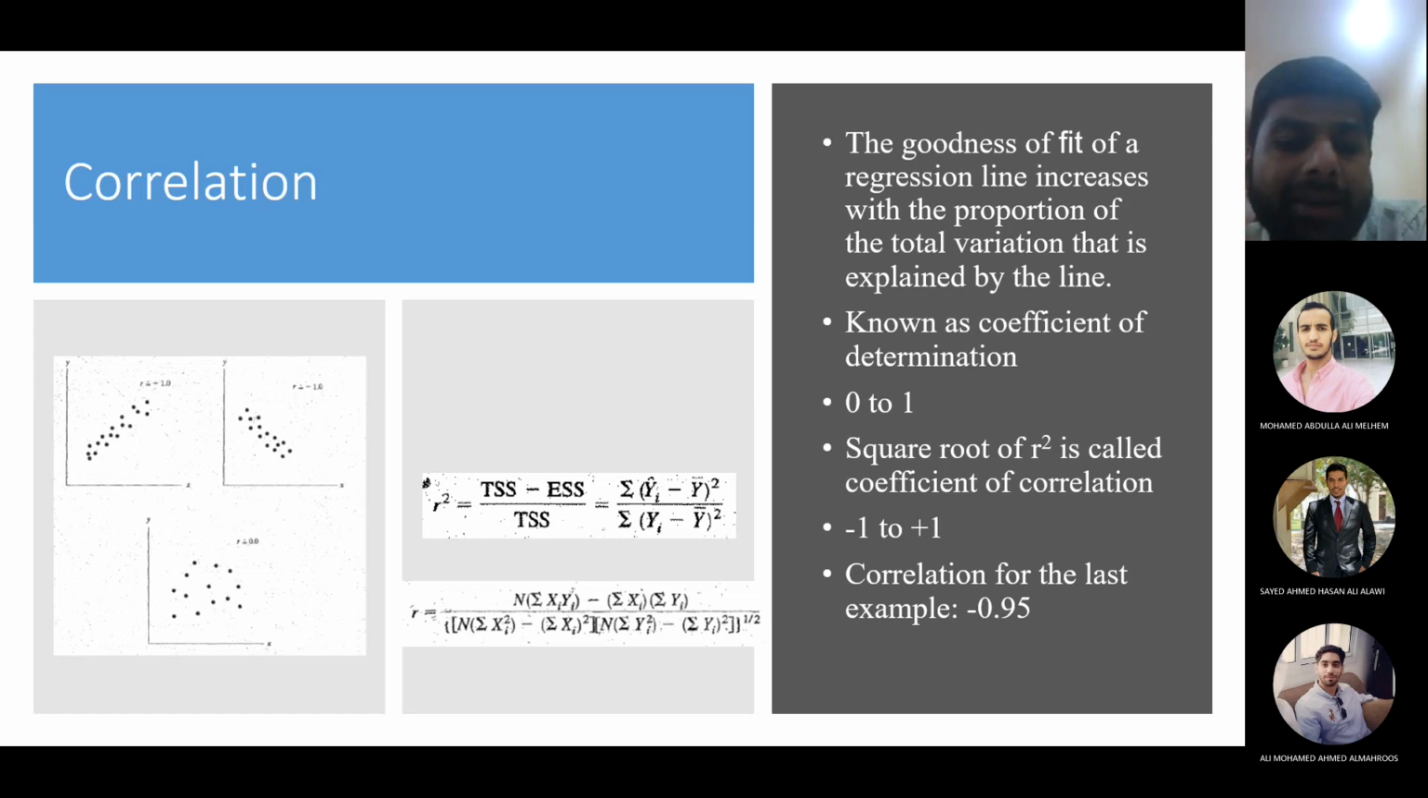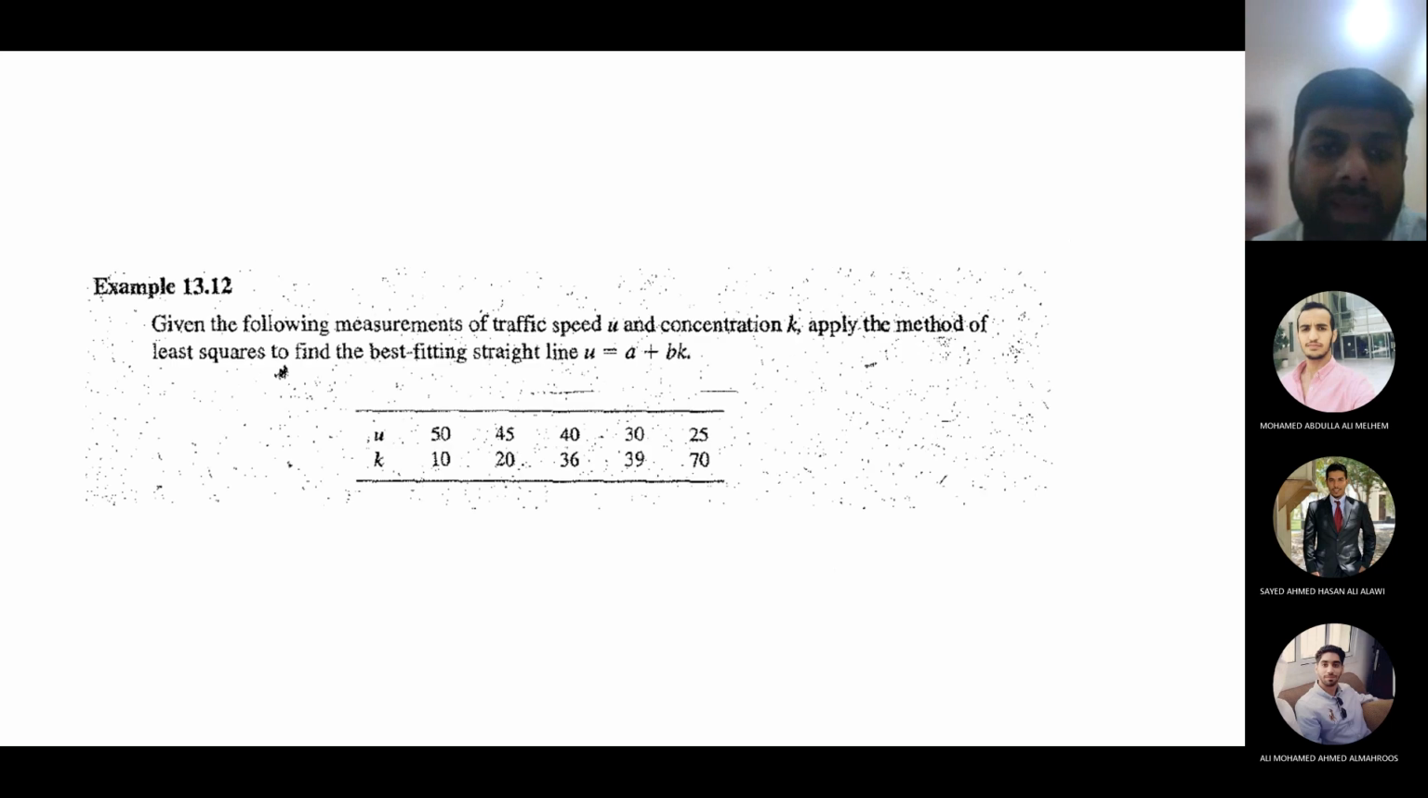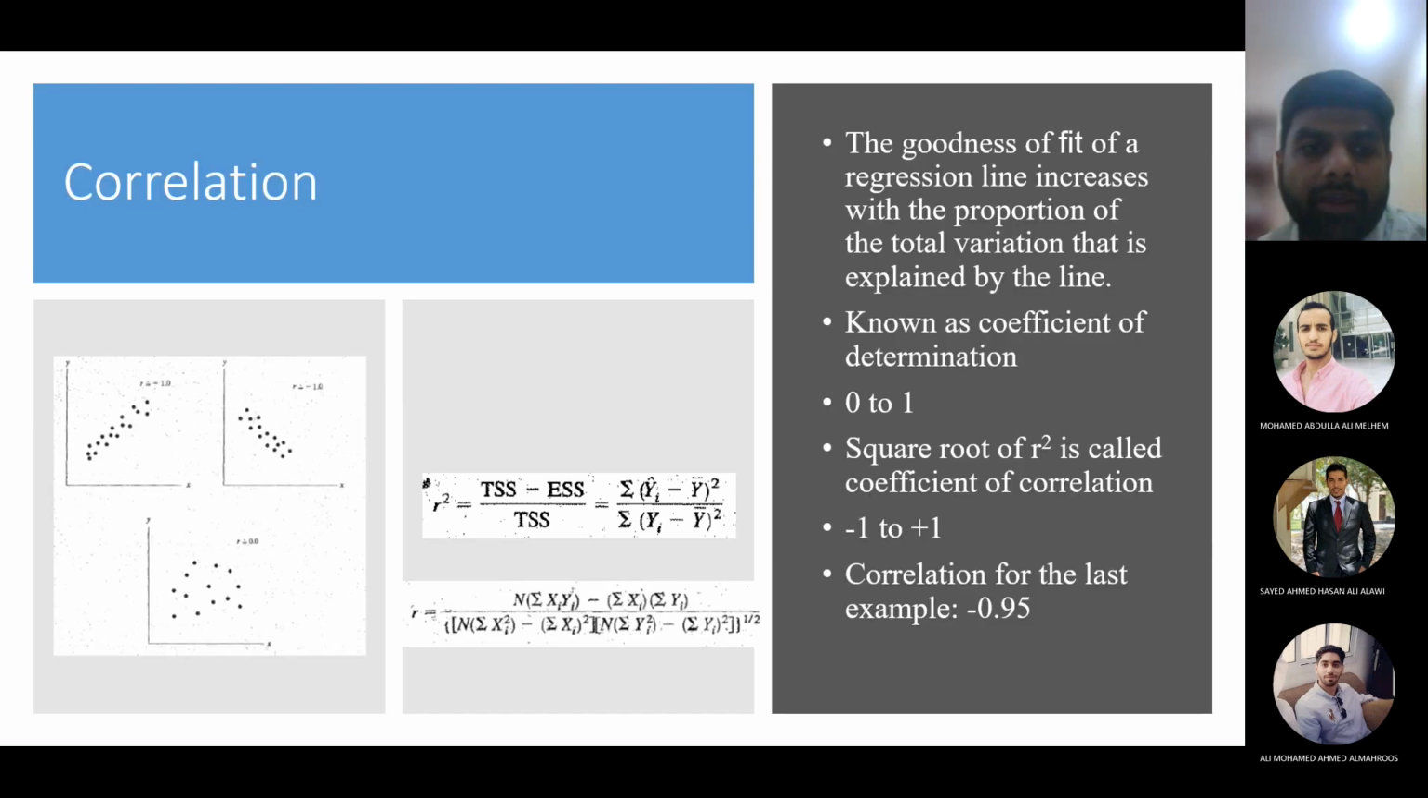Then you have capital N here. Capital N is the number of sets of values you have. In the previous example, how many sets of values did we have? 1, 2, 3, 4, 5. 5 sets. So capital N will become 5. Now you can use this equation to calculate if there is a correlation between u and k, and you can calculate the coefficient of determination using this equation.